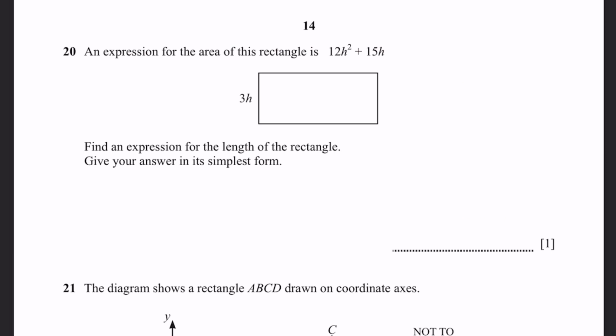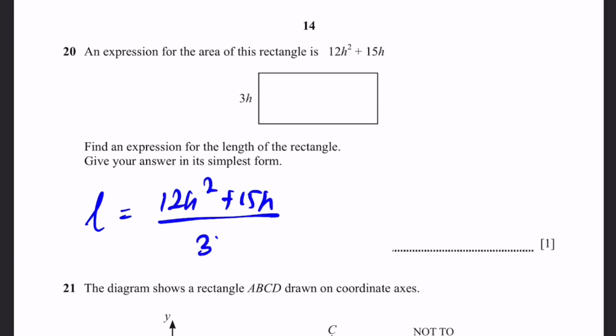Question 20. An expression for the area of this rectangle is 12h squared plus 15h. Find an expression for the length of the rectangle. Give your answer in simplest form. So the area of the rectangle is this, and one of the sides is 3h. So we can find the other side. So the side length is 12h squared plus 15h all over 3h.